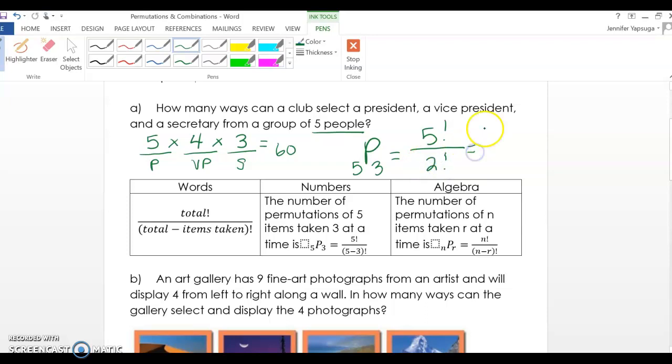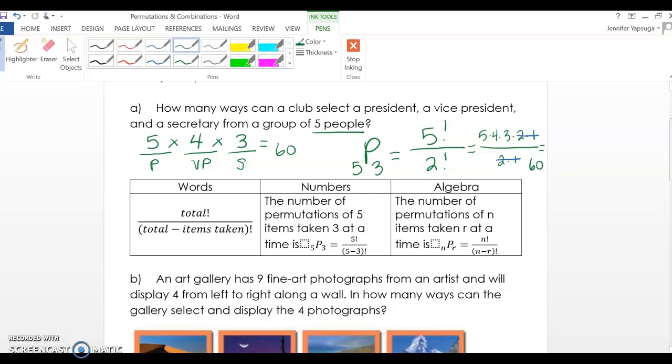So if I'm taking 5 factorial, that's 5 times 4 times 3 times 2 times 1, and I'm dividing that by 2 factorial, which is 2 times 1. And the nice thing about these is that they have these nice abilities to cancel out. So the 2 and the 1 cancel out, and you're left with, again, 5 times 4 times 3, which is what we did in our original problem, and we got an answer of 60. So you can see how the formula works.